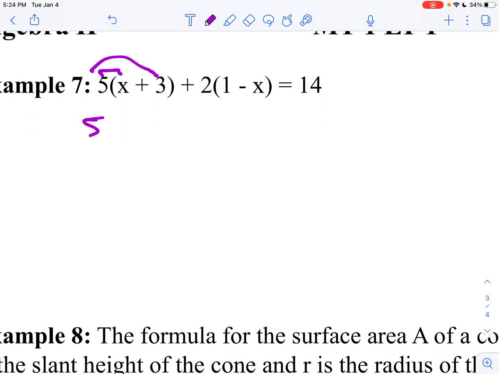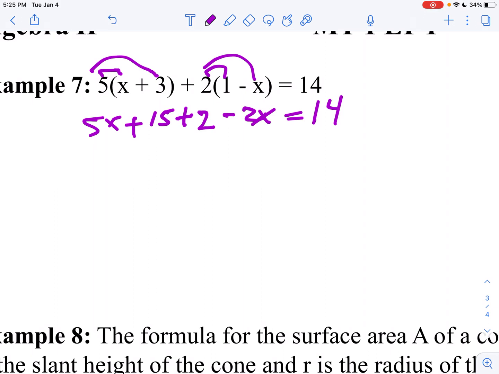So I get 5x plus 15 plus, distribute the 2 inside, we get 2 minus 2x, equals 14 because there's nothing to do on the other side. Now on the left side, combine your like terms. 5x minus 2x, well that's 3x. 15 plus 2, that's 17. And that equals 14.